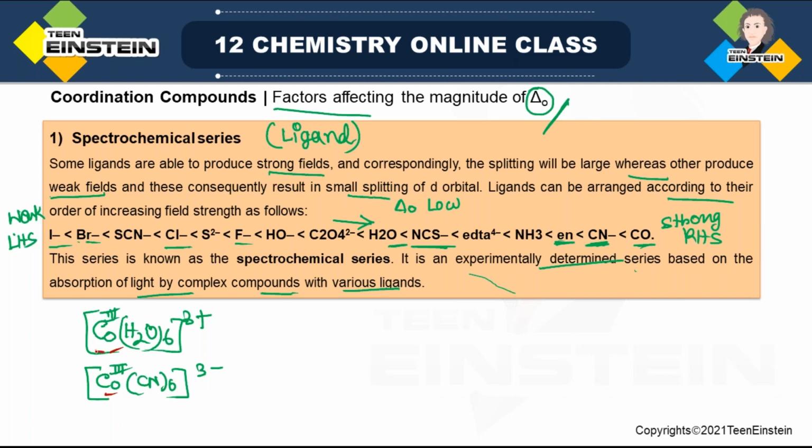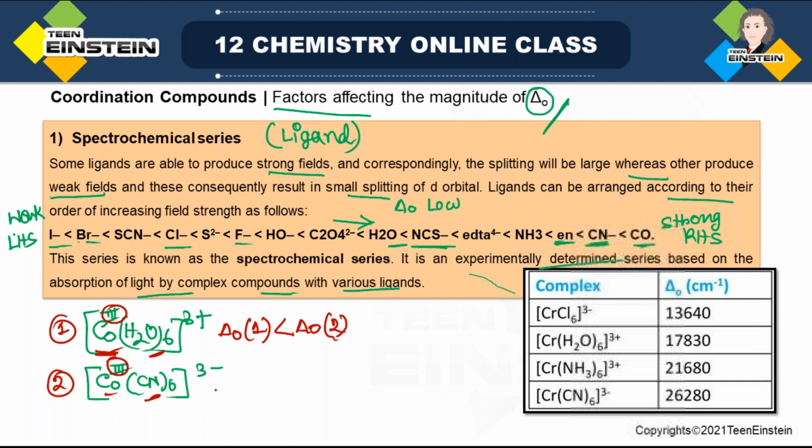So that is why we have kept the metal same, oxidation state same. Under that condition, we have changed only the ligand. So in this case, you will always see that for the first complex and the second complex, obviously del O for the first complex will be lesser than the del O of the second, because here the cyano ligand is present. Okay, so this is the example.